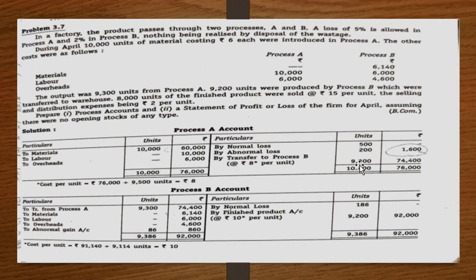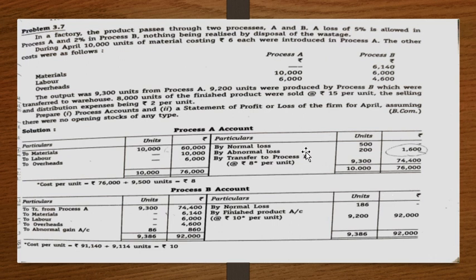So 10,000 is units. You have calculated the units. So 10,000 and 10,000 is tallying here because the difference is in your abnormal loss. So now the total of your input side is 76,000. So 76,000 minus the abnormal loss, which is 1600, will give you 74,400. So this is your balancing figure. So 74,400 divided by 9,300 will give you 8.